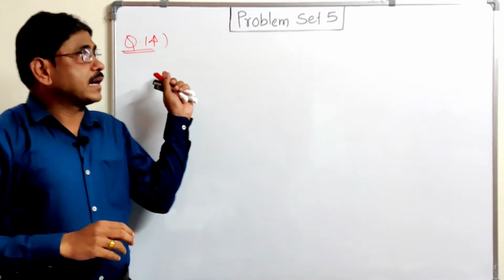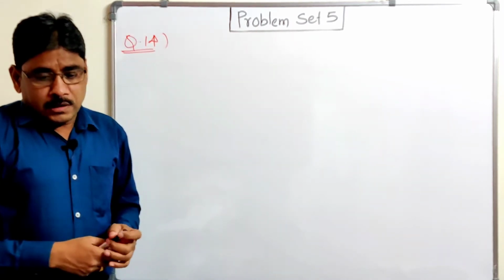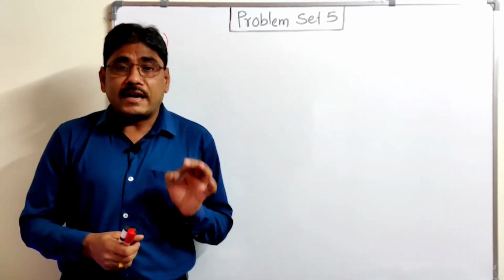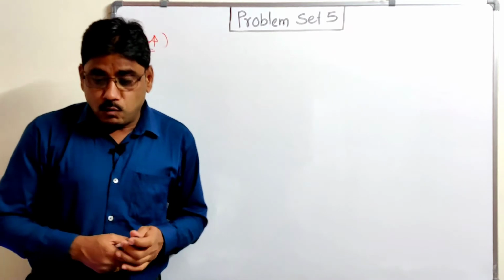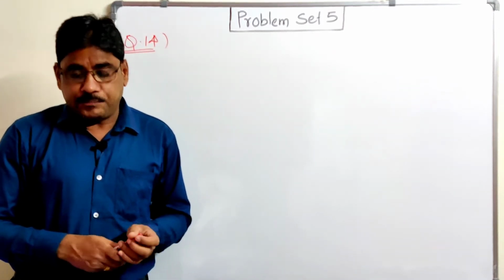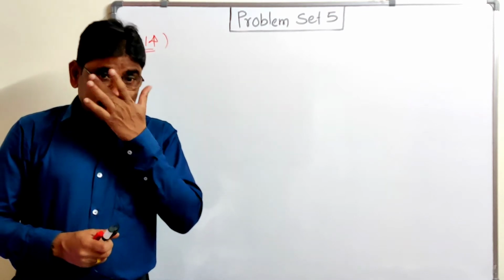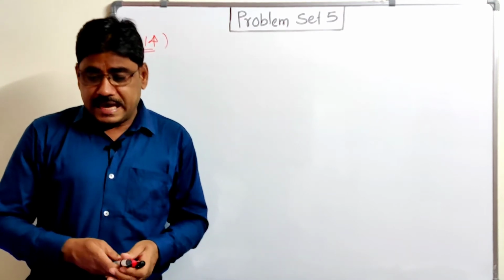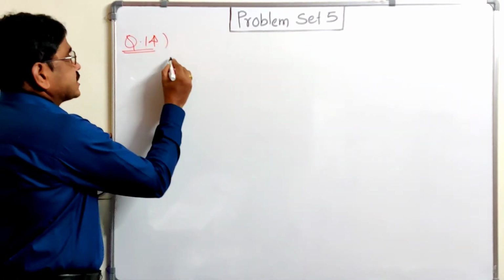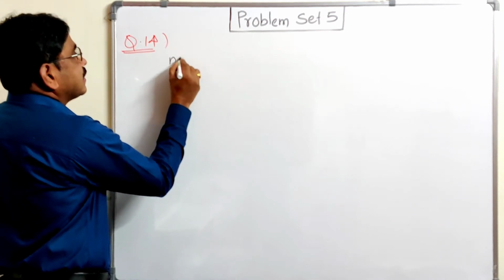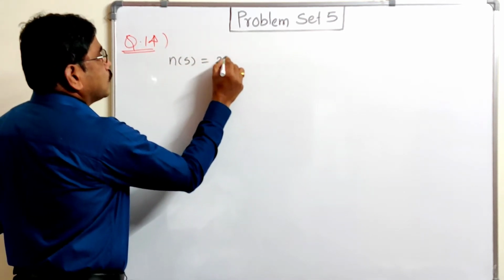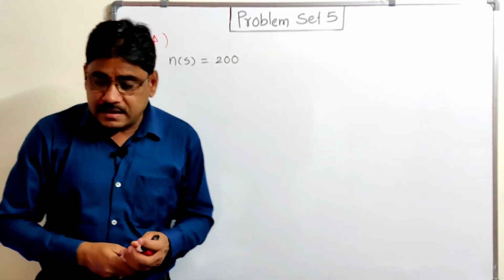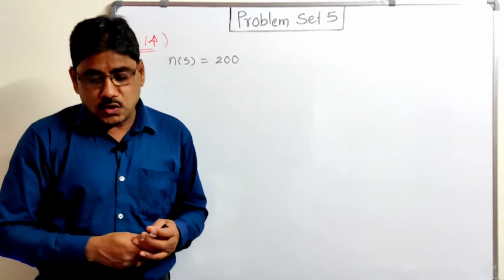Now let us see question number 14 from problem set 5. Out of 200 students from a school, 135 like kabaddi. So in such a sum, read that sum carefully. Out of 200 students means n(S) is equal to 200. So here instead of writing that S and other things, directly write numbers. n(S) is equal to 200. So total number of students is 200, 135 like kabaddi and the remaining students do not like any game.